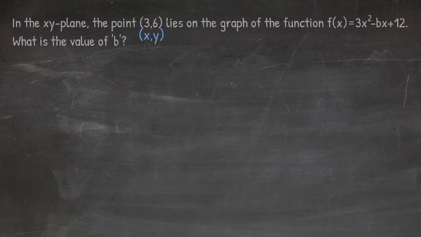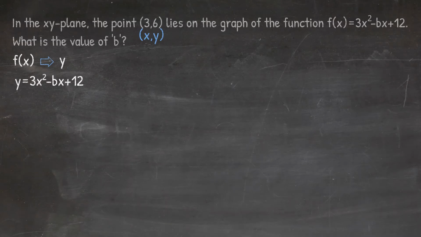We're also given a function that describes how y changes relative to x. f of x is the function, and the outcome of this function would provide the value for the y-coordinate based on the x-coordinate. Having established this relationship, let's replace f of x with y in this function and write it down as y equals 3x squared minus bx plus 12. So this is the same function as provided in the problem, with the only difference being that to write it down, we used y instead of f of x.